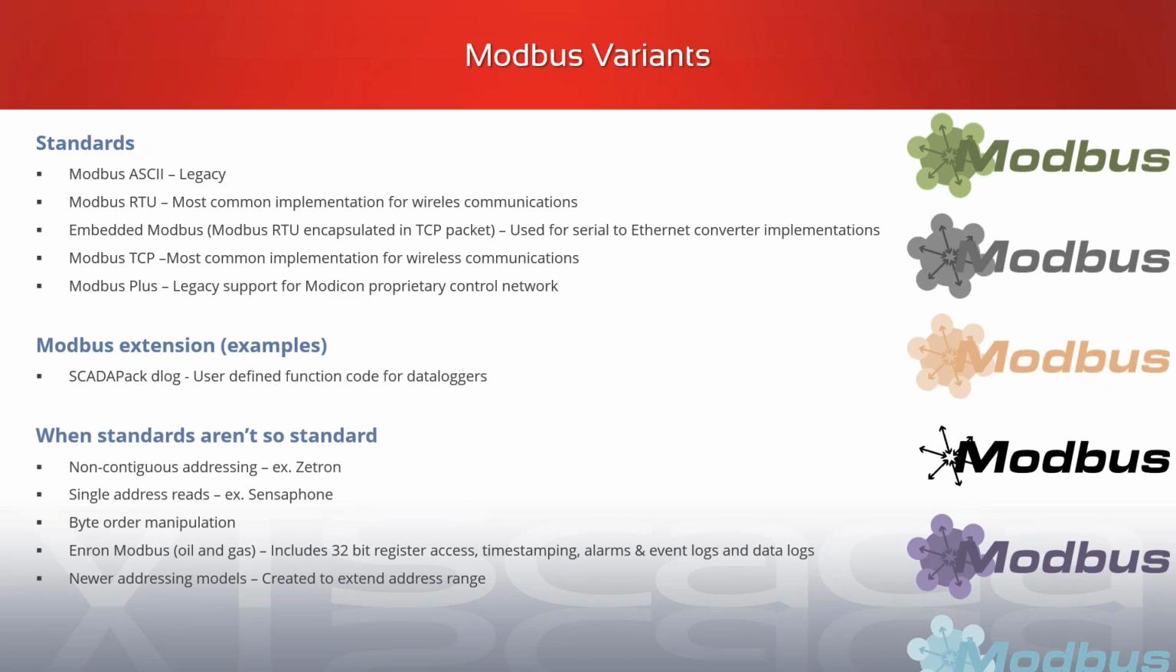And then there's a whole bunch of non-standards. This is where things get kind of ugly, when you start having to deal with non-contiguous addressing. This was never allowed, but it is in some devices that we've seen. Single address reads instead of being able to read blocks, also non-standard. Byte order manipulation, non-standard. Enron Modbus for oil and gas, with all kinds of different non-standard pieces that never followed the user-defined function codes. And then you get newer addressing models, the 6-digit and the HC1 type addressing I was referring to before to extend the data range. All of these things are non-standard.